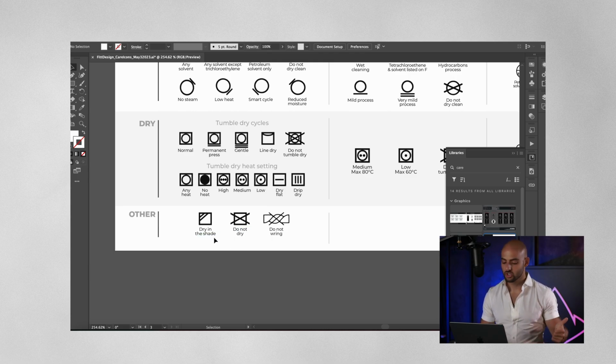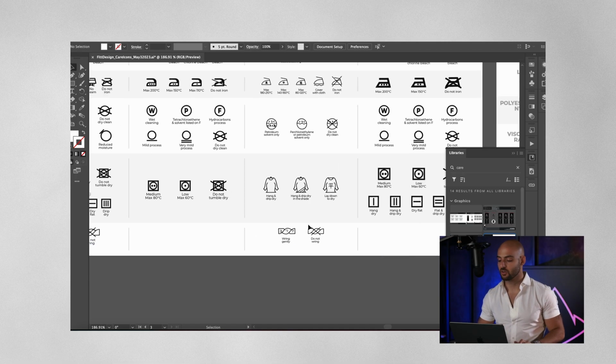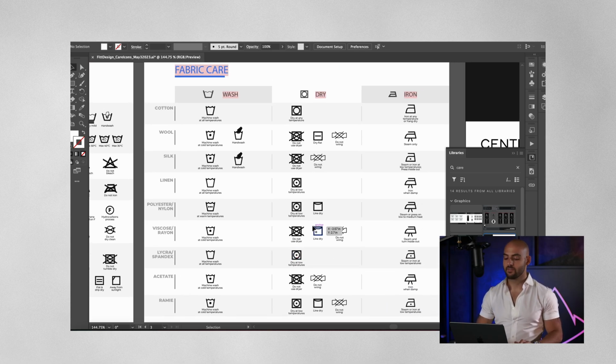So whether it's drying in the shade or do not dry at all, specific types of garments you do not want to dry in the shade, and also specific types of garments you do not want to wring. If you wring them, you may destroy the fiber composition or the fiber structure. And this is something that you want to avoid, especially if you paid a ton of money to purchase that garment.